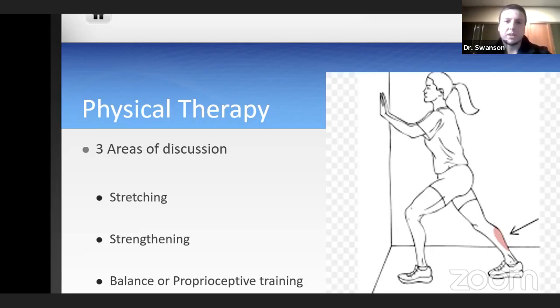So the way I like to think of it is if we are standing with our eyes open, it's a lot easier to keep our balance rather than standing on one leg with your eyes closed. And so therapy can be very useful in improving our balance.